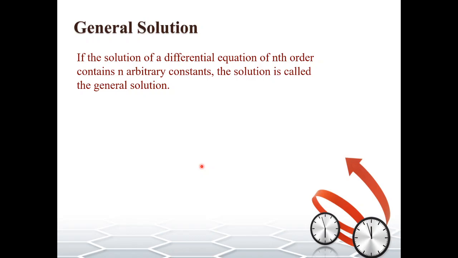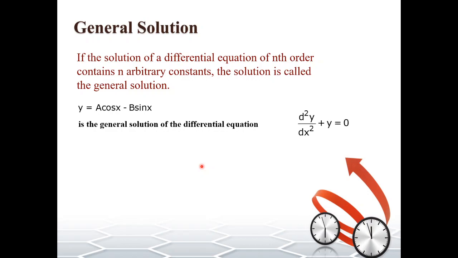But when I talk about the particular solution, it will be calculated specifically or particularly. Its value will never change later on. An arbitrary constant may take different values as per the solution or as per the equation. So the general solution is nothing but the solution which contains the arbitrary constants. So y = a cos x - b sin x is the solution of the second order differential equation because it contains the arbitrary constants a as well as b.